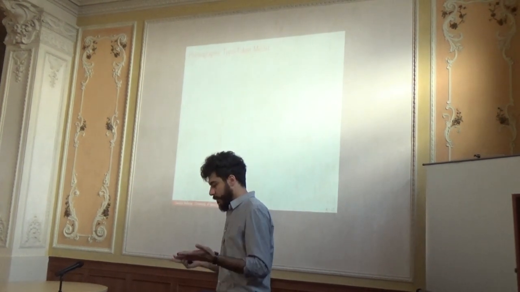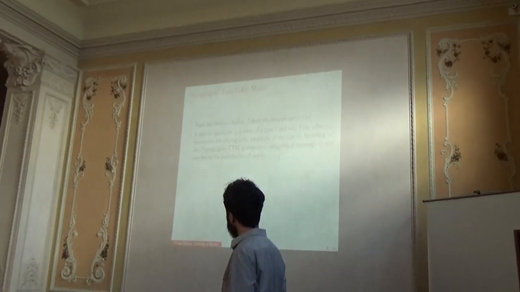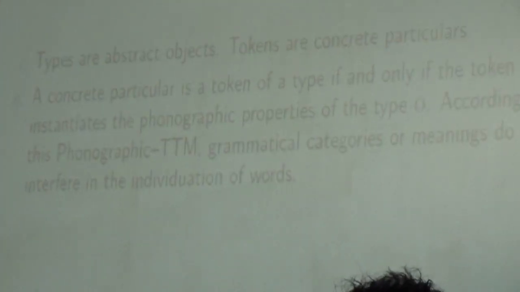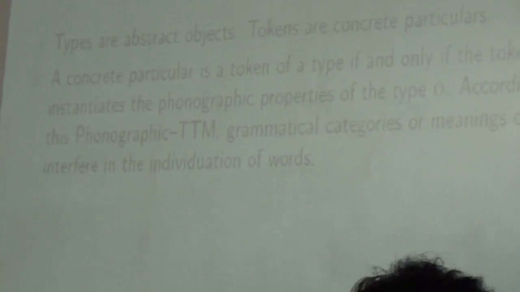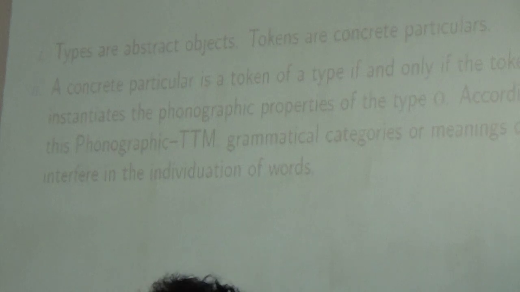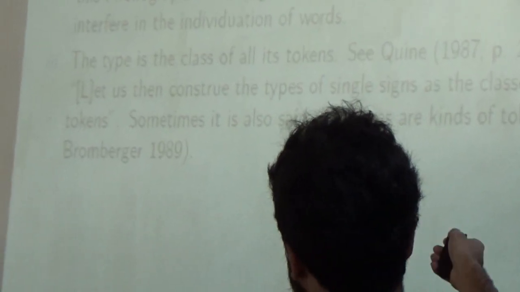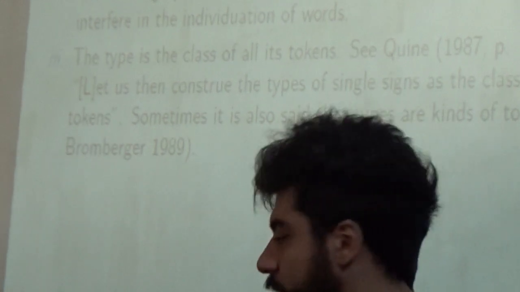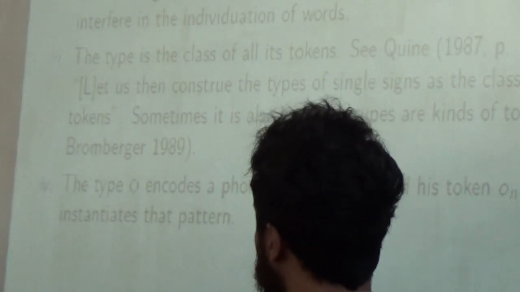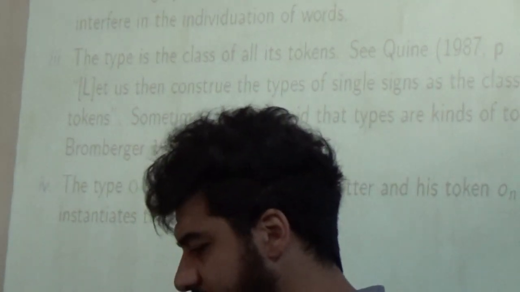So, word is ambiguous between types and tokens. Types are abstract objects, and tokens are concrete particulars. A concrete particular is a token of a type if and only if the token ON, for instance, instantiates the phonographic properties of the type O. So, according to this phonographic type token model, grammatical categories or meaning do not interfere in the individuation of words. The only thing that matters is phonographology, let's say. The type is the class of all these tokens. Let us then construe the types of single signs as the classes of the tokens. Sometimes it is also said that types are kinds. But most importantly, the type O encodes the phonographic pattern, and this token OM instantiates that pattern. Okay, this is, we will say, the rough characterization of the phonographic type token model.